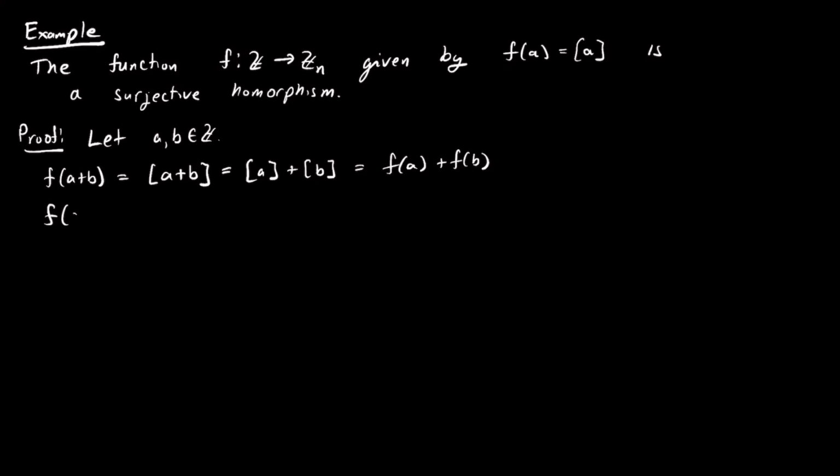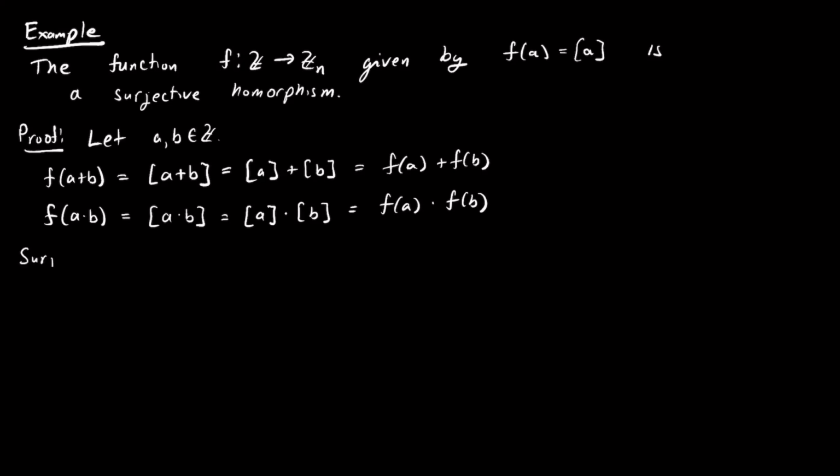We can do the same thing for multiplication. f of a times b, this is the equivalence class of a times b. And by definition of multiplication in Z mod n, this is the equivalence class of a times the equivalence class of b, which is just f of a times f of b. Okay, so I've shown that f is a homomorphism.